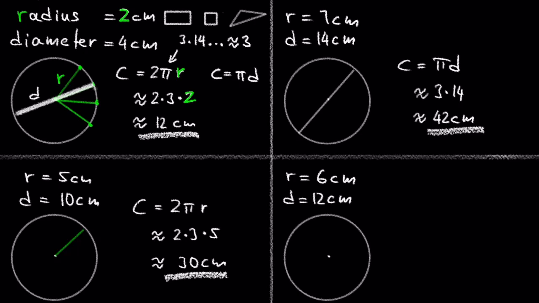Feel free to pause the video and try the last example on your own. C equals pi times d. 3 times 12 is 36. So the circumference of this circle is approximately 36 centimeters.